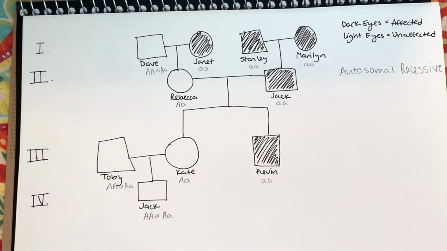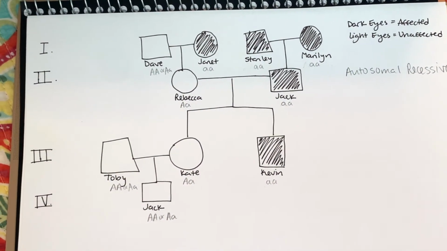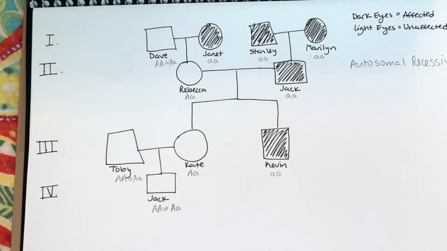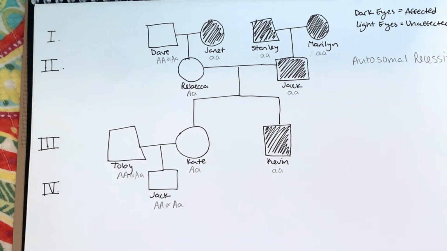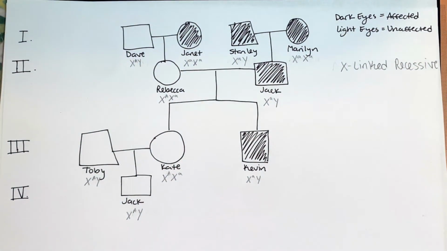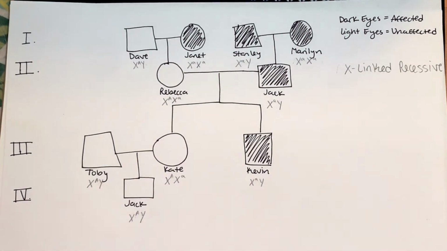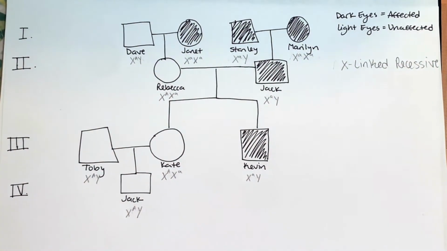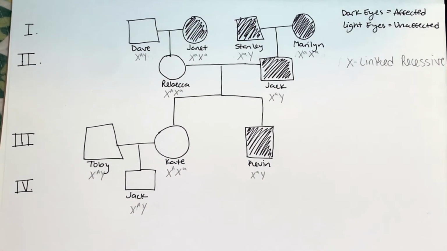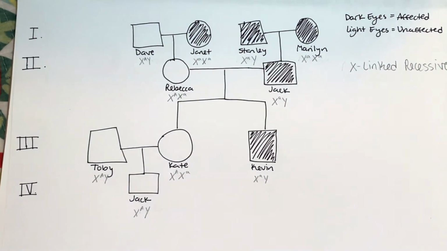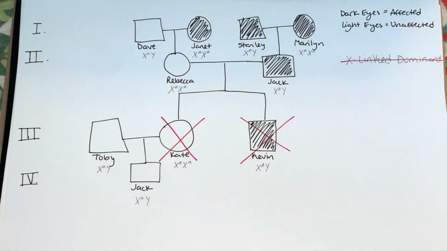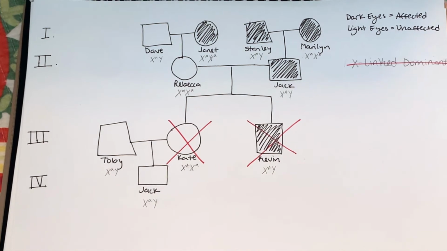Another possible mode of inheritance for this pedigree is autosomal recessive. We see here all the individuals who are affected have the homozygous genotype aa. The dark eyes trait could also be X-linked recessive. We see here in the pedigree that the affected males have the genotype XaY, and the affected females have the genotype XaXa.